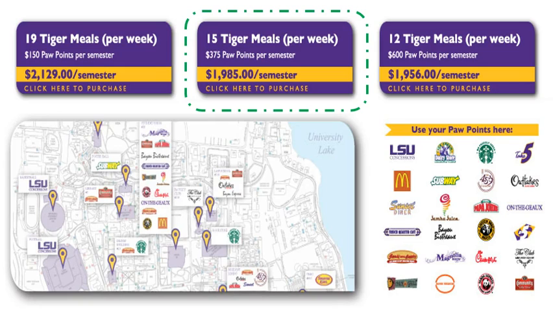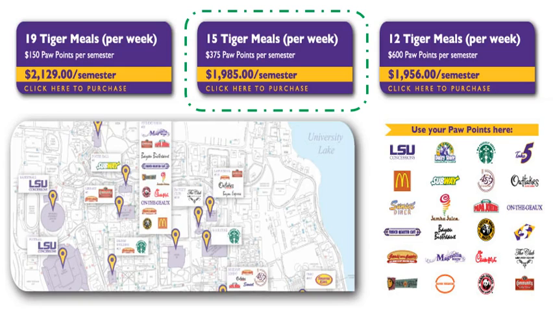Then the middle one is the 15 Tiger meals per week. It also shows that you have 375 paw points per semester, and this is the one that was charged for the estimated yearly cost. And then the last one is 12 Tiger meals per week. You have 600 points, and your total is $1,956 per semester. So for our example of the estimated yearly cost, we chose the 15 Tiger meals per week.